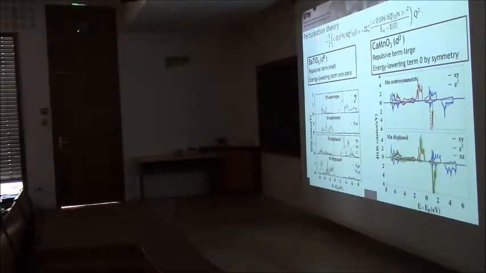And we looked at the example of barium titanate, which is d0: the repulsive term is small, the energy lowering term is non-zero and large, and so barium titanate is a ferroelectric. For calcium manganate, it's the other way around: the repulsive term is large, the energy lowering term is zero by symmetry, where the denominator is small, and so calcium manganate is not a ferroelectric.